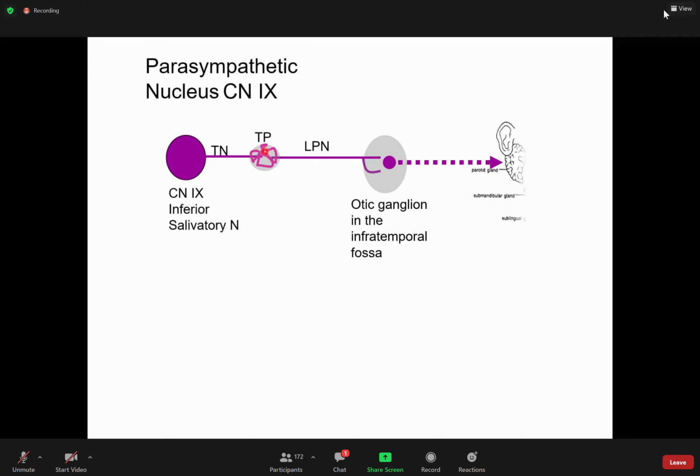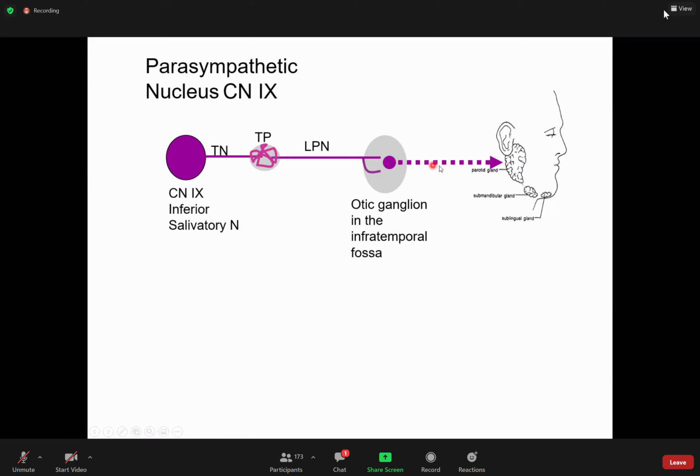And this otic ganglion is going to supply the parotid gland. So you have preganglionic fibers passing through the lesser petrosal nerve to the otic ganglion. Lesser petrosal nerve is a branch of the glossopharyngeal, and this is the nucleus of the glossopharyngeal. So this is the preganglionic piece, then the otic ganglion, and then the parotid gland.